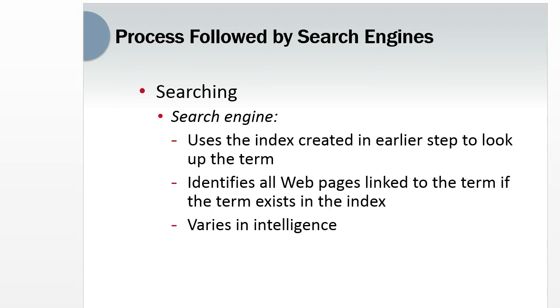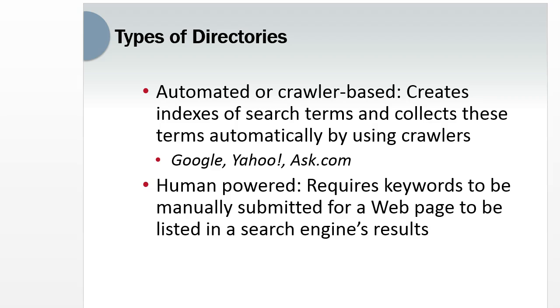The directory, however, organizes information into different categories, as we have said before. There are two kinds of directories on the web. The first is the automated one, or crawler-based directory. The search engines use that to create an index and search terms, and collect these terms automatically by using crawlers. Google, Yahoo, Ask.com, and others fall in this category.